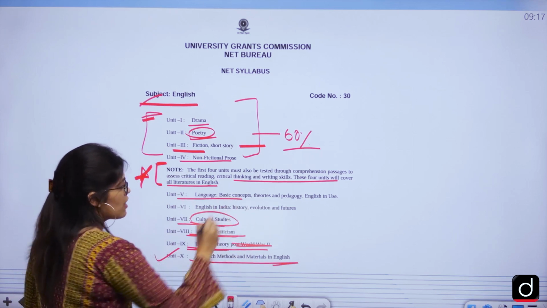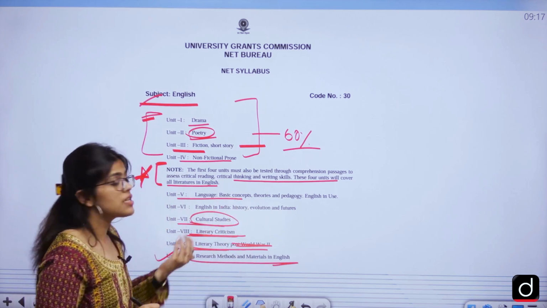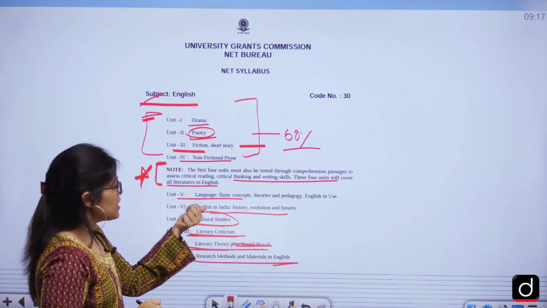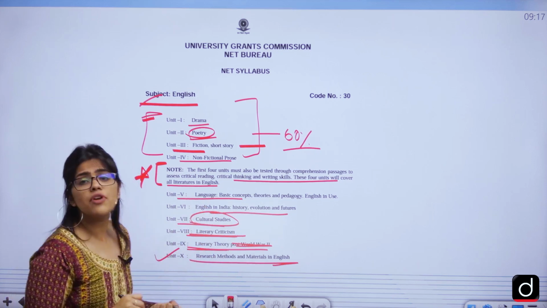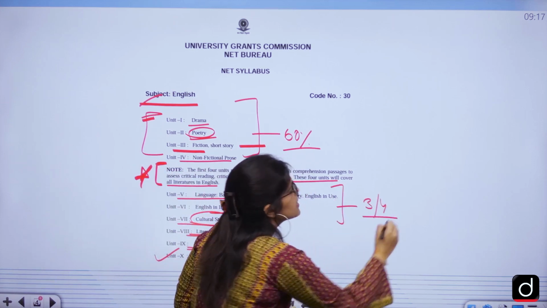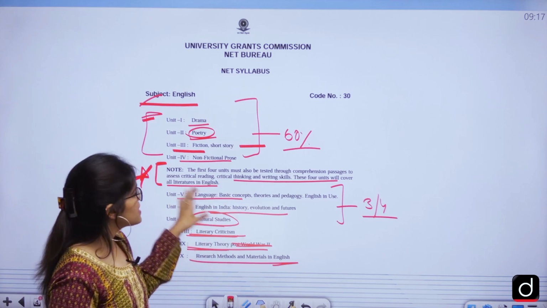Then we have the language. So now there are questions asked from this unit also. So your English in India and your language section. These are the 2 sections from where you will see at least 3 or 4 questions. They definitely ask from this because it is an important unit.